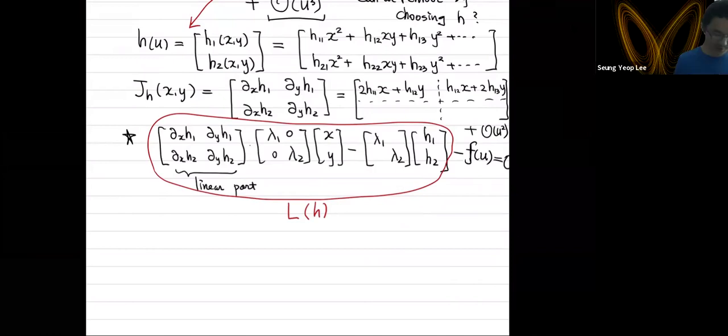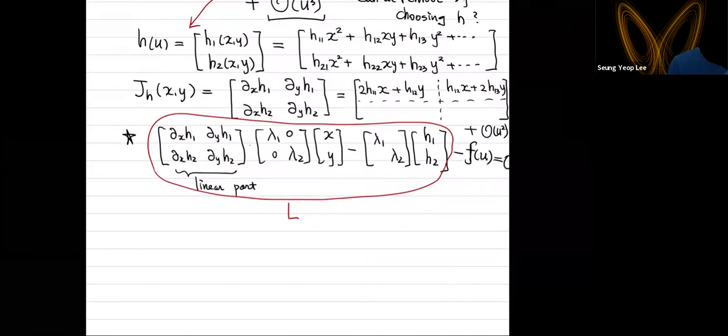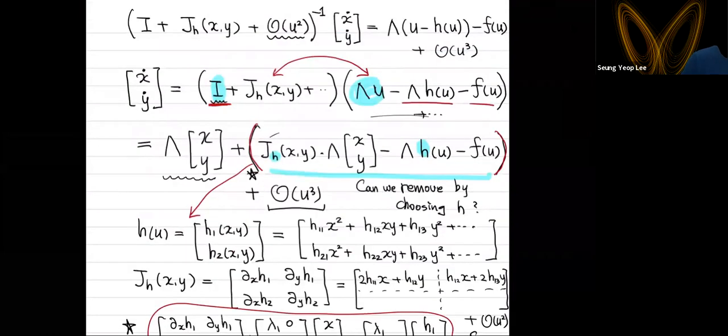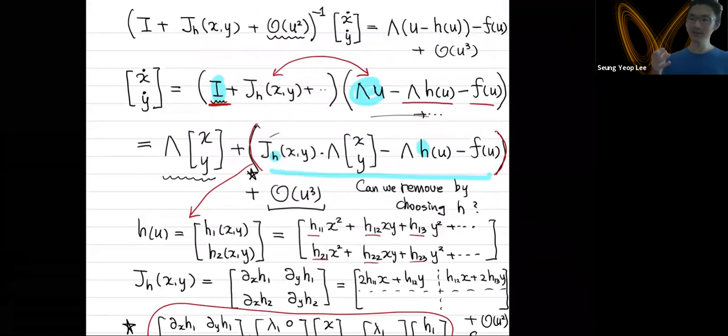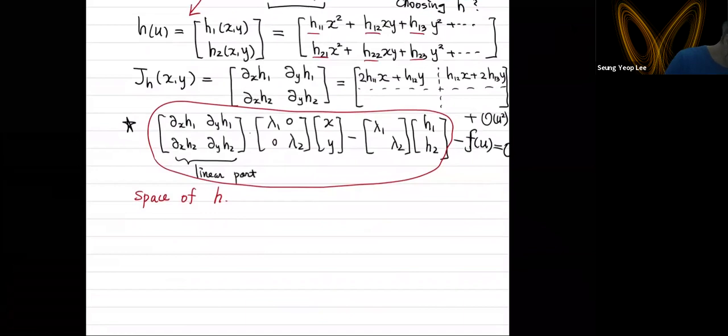So what is the space of H? The space of H is a six-dimensional linear space. Let's call it capital H.